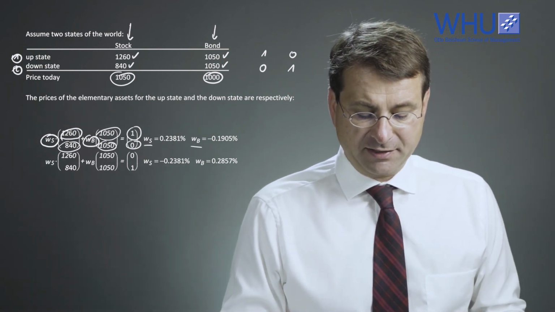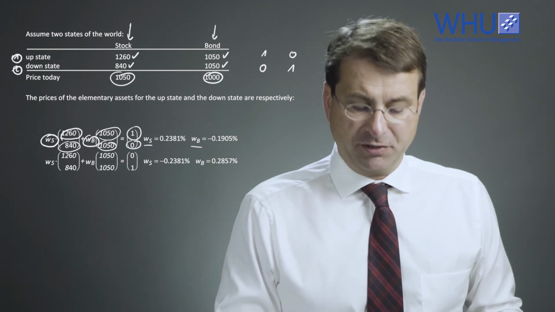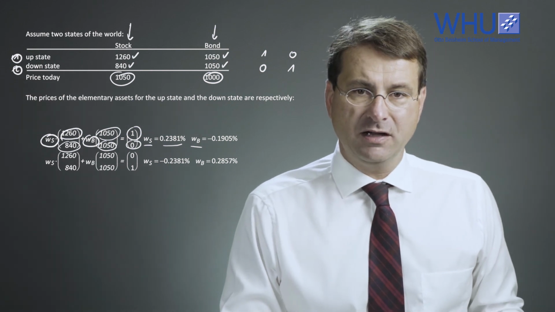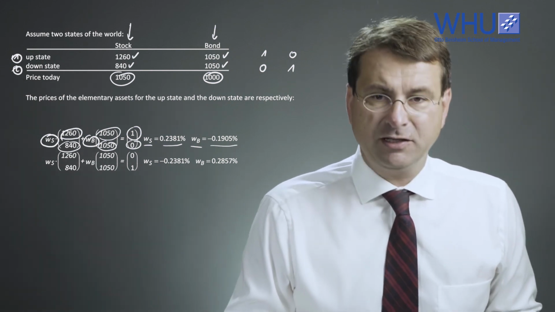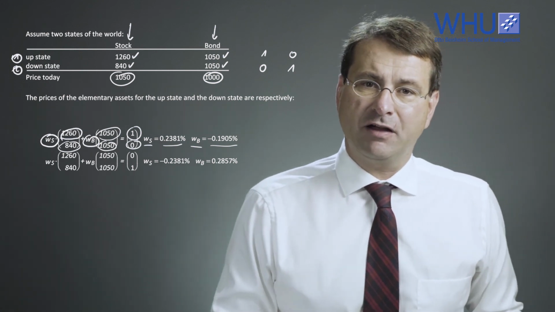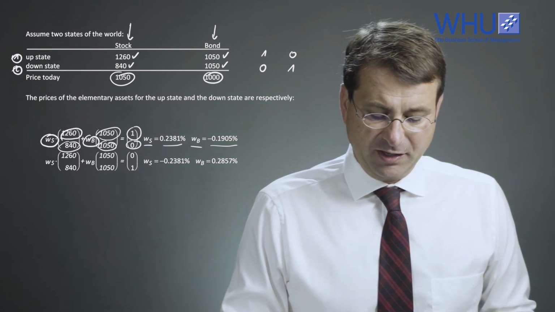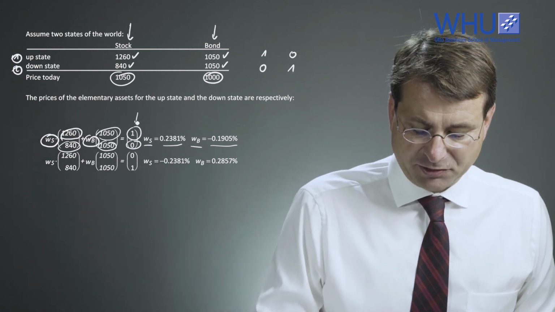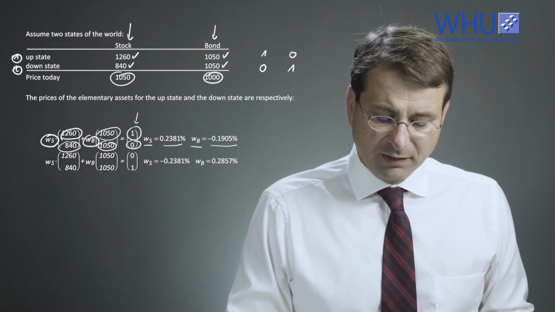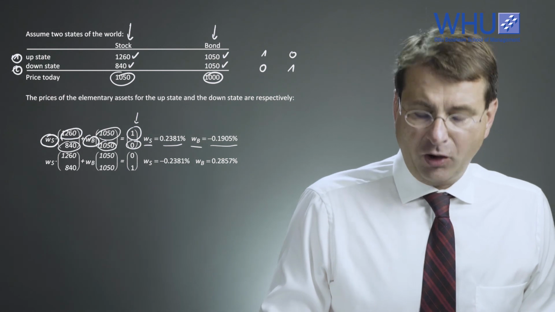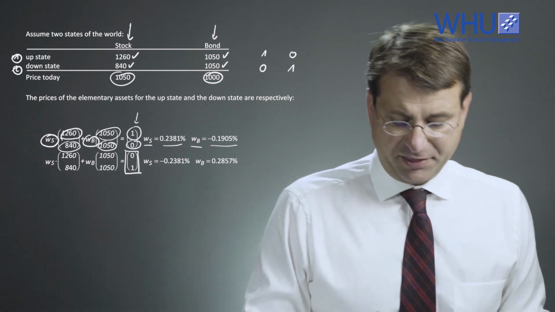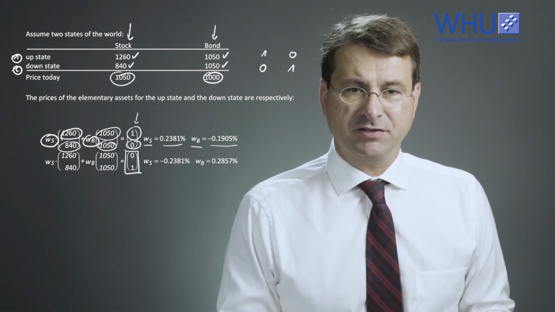And the solution is that we construct the upstate pure security by investing 0.2381% into the stock and by going short by 0.1905% into the bond. Now if you resubstitute WS and WB into the equation, then we obtain an upstate pure security which pays 1 euro in the upstate and nothing in the downstate. Now at the same time, we are also constructing a downstate pure security, and the downstate pure security pays nothing in the upstate and 1 in the downstate.